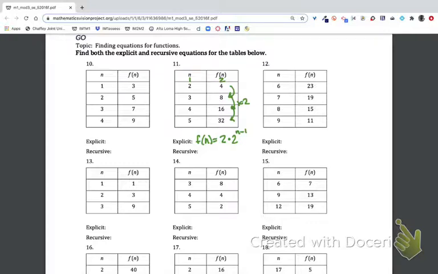For your recursive, you can lay it out however you want. If you want to put f of 1 or f of 2, I'll put f of 1 since we know it. And we can say that f of n equals the term right before it times 2.